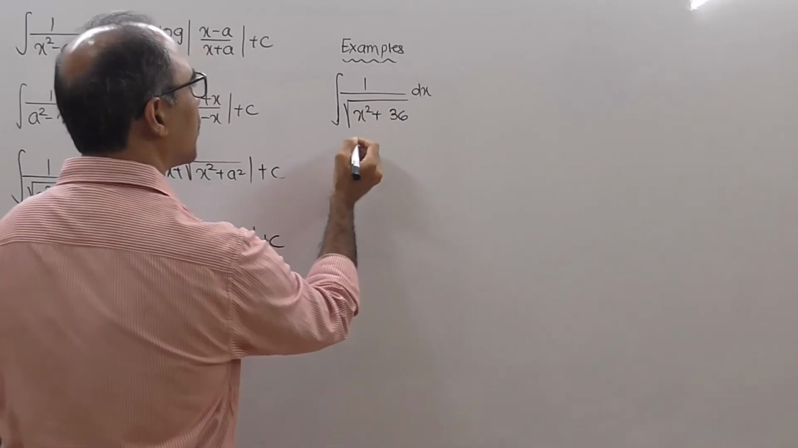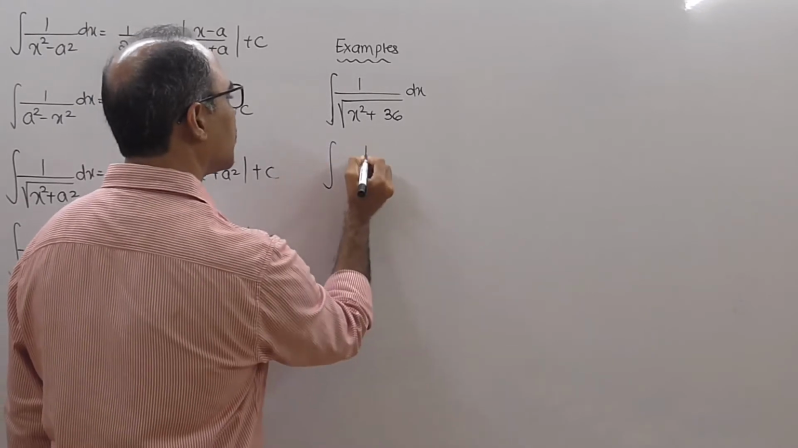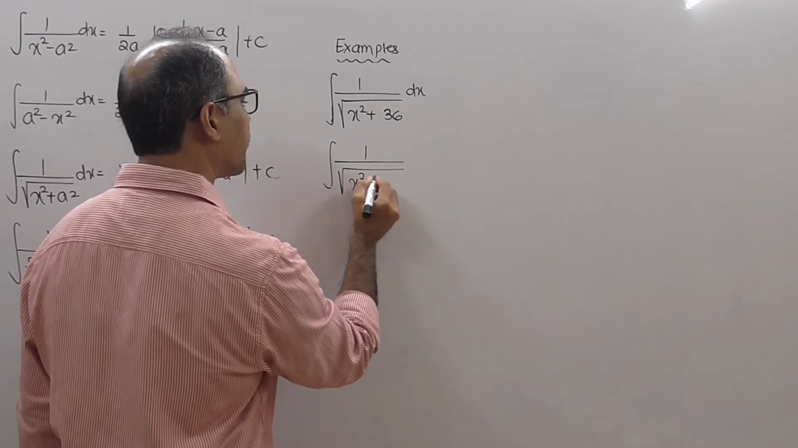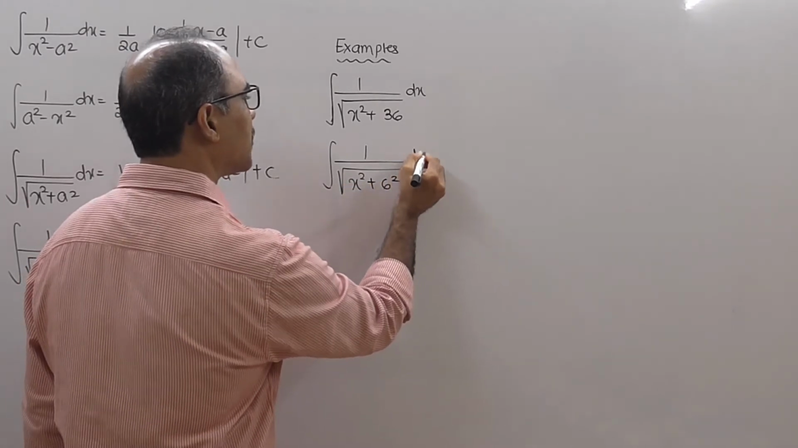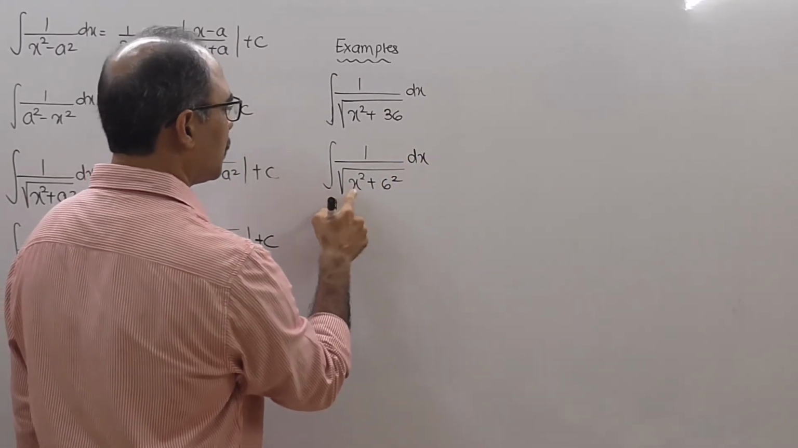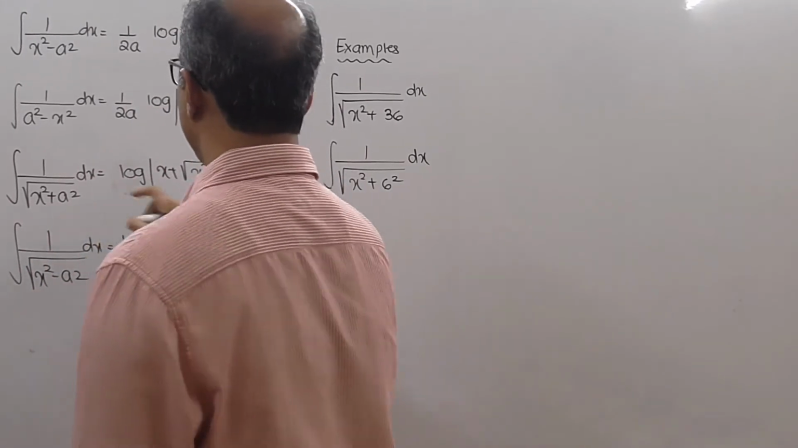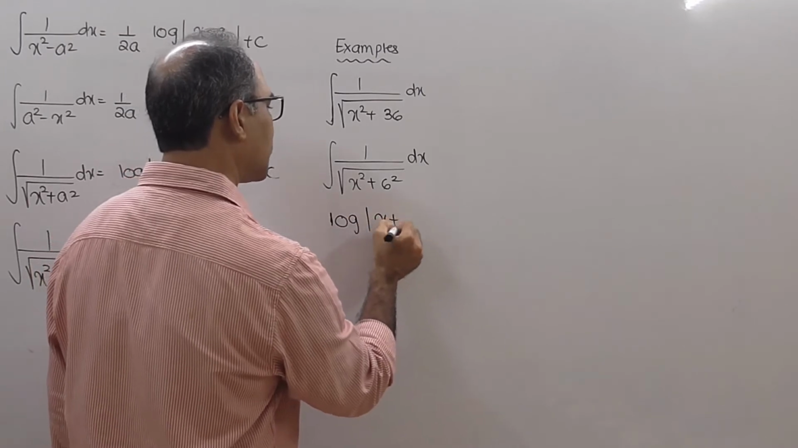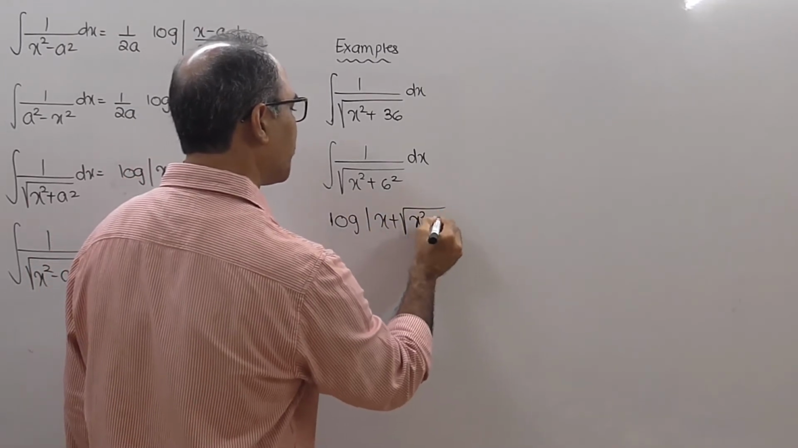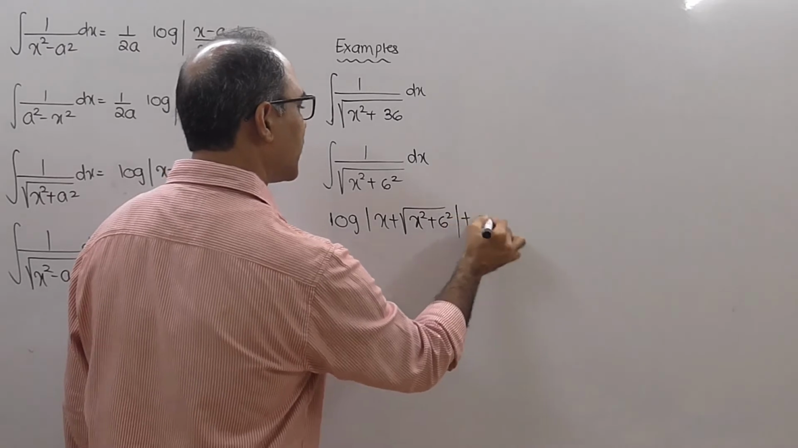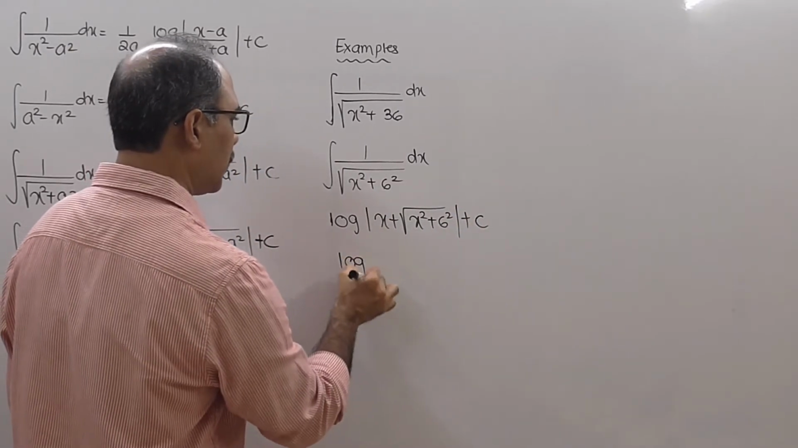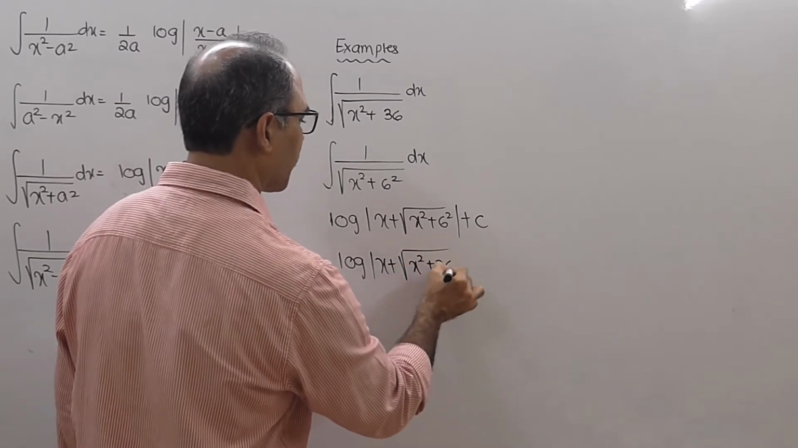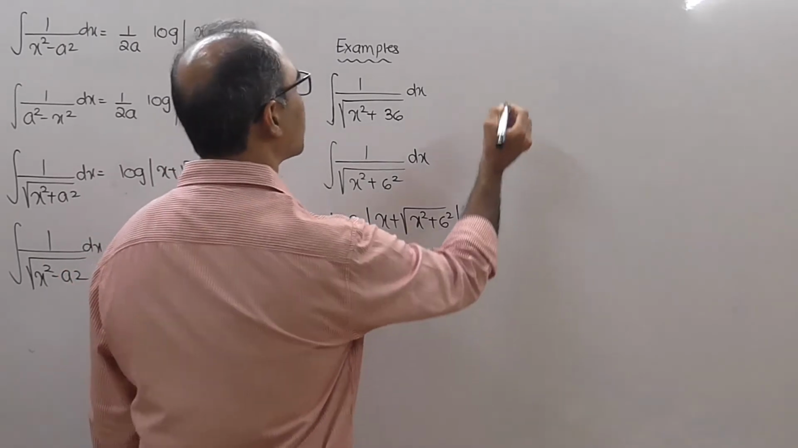Integration 1 upon x square plus 36 dx. This is in the form of integration 1 upon root of x square plus 6 square dx. So this is in the form of integration 1 upon x square plus a square. I think the answer for this will be log modulus x plus root of x square plus a square plus c, that is equal to log modulus of x plus root of x square plus 36 plus c.